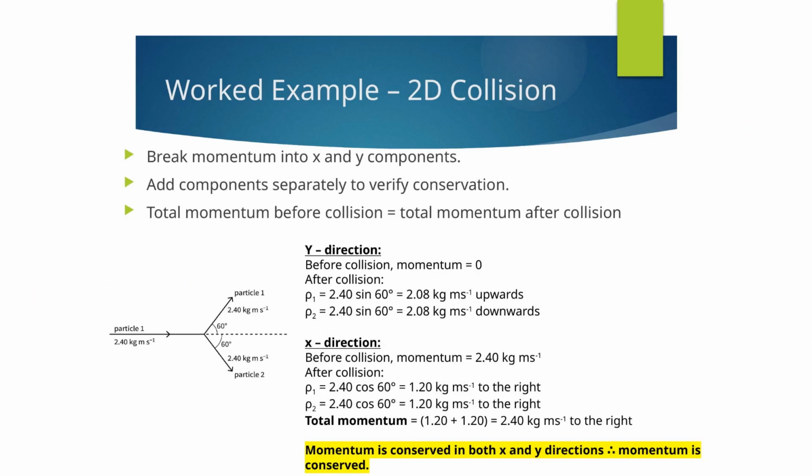Here's a classic 2D collision, where a moving particle 1 collides with a stationary particle 2, and after collision, they both move off in different directions. To check for conservation of momentum, we start by resolving the momentum of each object into horizontal and vertical components. Then, we add all x components together and all y components together. If momentum is conserved, they'll match before and after the collision, and that's your proof. Take a good look at the working shown on the slide.